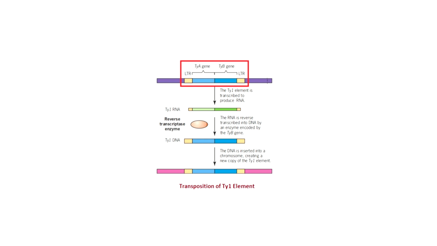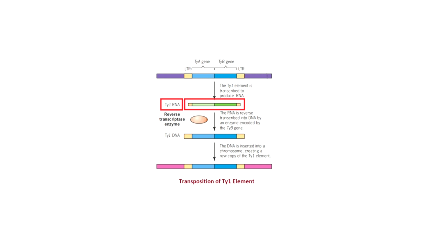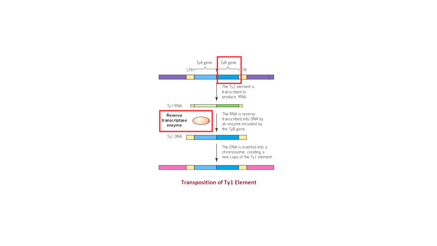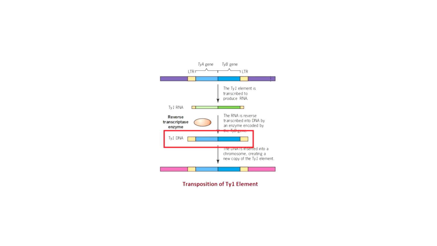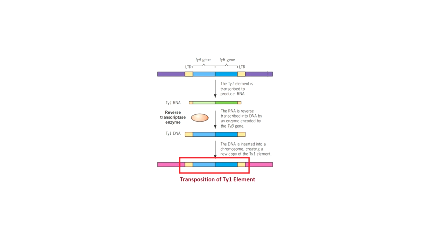So the first step involves the transcription of the TY1 element to synthesize TY1 RNA. In the next step, the reverse transcriptase enzyme encoded by the TYB gene uses this RNA as a template to make double-stranded DNA. And this occurs in a similar fashion as we have discussed in the retroviruses. Once this DNA has been synthesized, it is transported to the nucleus and inserted somewhere in the genome, creating a new TY1 element. Also, on insertion in a target site, TY1 creates a target site duplication.